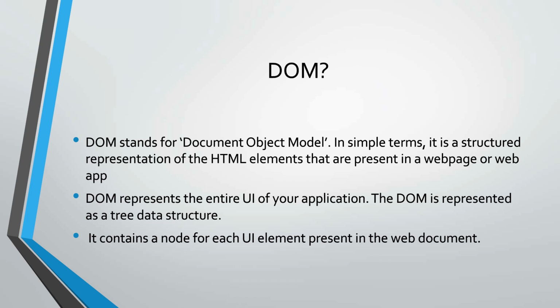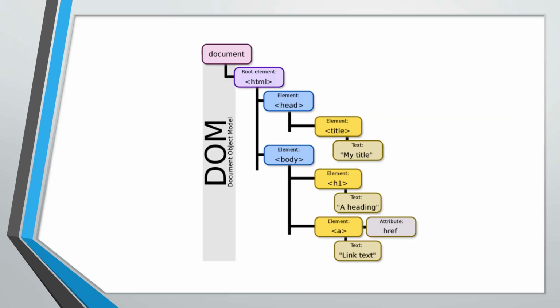So that's the DOM. The DOM is represented as a tree data structure. It contains a node for each UI element present in the document. This is an example of the DOM. It has HTML, it has head and body, title, and something like that.